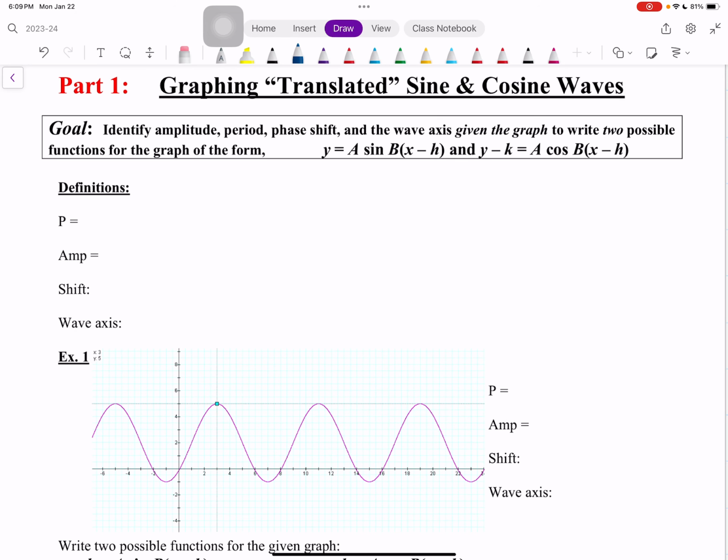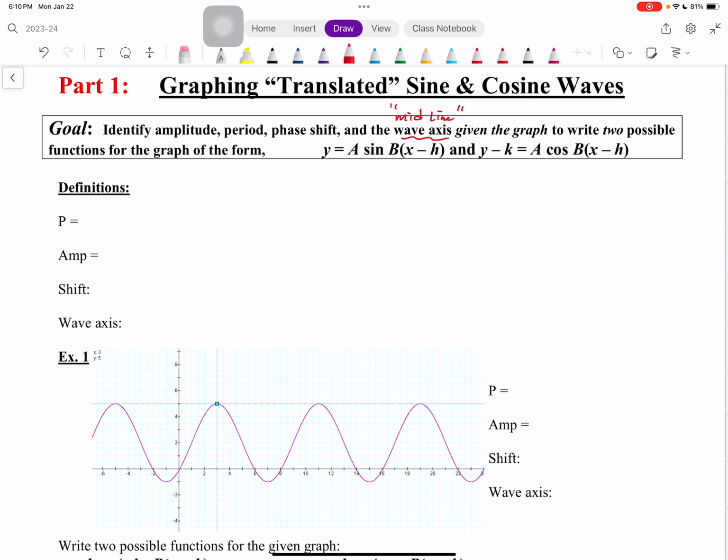This is Mr. Aynesworth again, and we're going to get into part one of how to graph translated sine and cosine waves or functions. The goal is to identify the amplitude, the period, the phase shift, or simply the shift of the wave axis, which is also called the midline. Some of you might have had a teacher who called it the midline. So wave axis, midline, same thing. Given the graph, write two possible functions of the form.